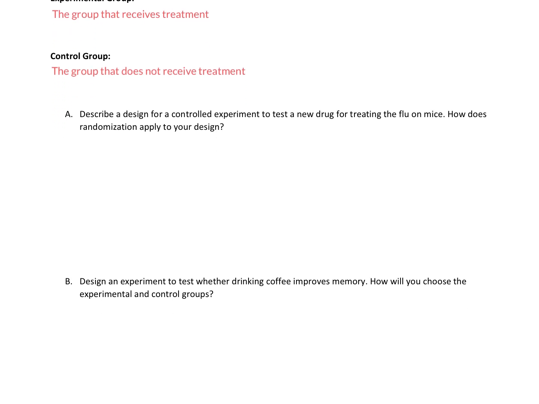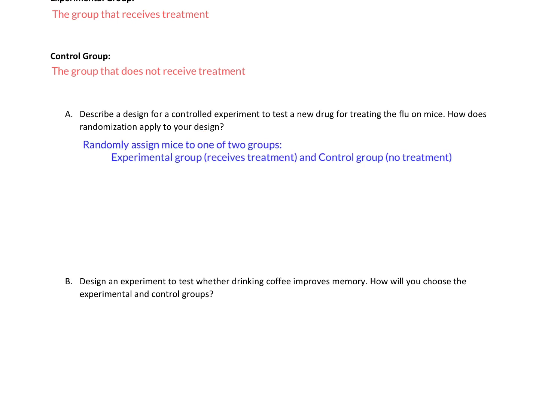Part A, describe a design for a controlled experiment to test a new drug for treating the flu on mice. How does randomization apply to your design? So our design is going to start with randomly assigning mice to one of two groups. So we're going to randomly assign mice to one of two groups, and we'll do that in one of the ways that avoids bias. We're going to have one group that's the experimental group. This is the group that will receive treatment, and the other group will be the control group that receives no treatment.